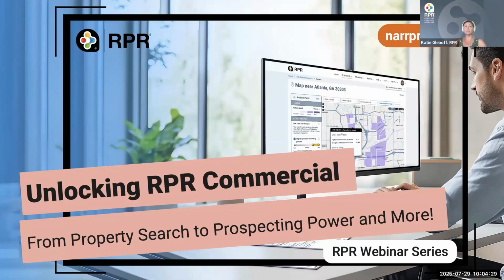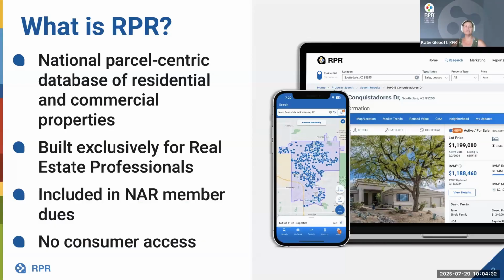We always start with a little bit of background information on what is RPR. Realtors Property Resource is the nation's largest parcel-centric database for residential and commercial properties. We have over, I think, 56 million commercial properties that you have access to from coast to coast as far as public record data goes. We start with the tax ID, and then we're able to pull together property information, tax information, owner information, tenant data, traffic, and all of that good stuff.